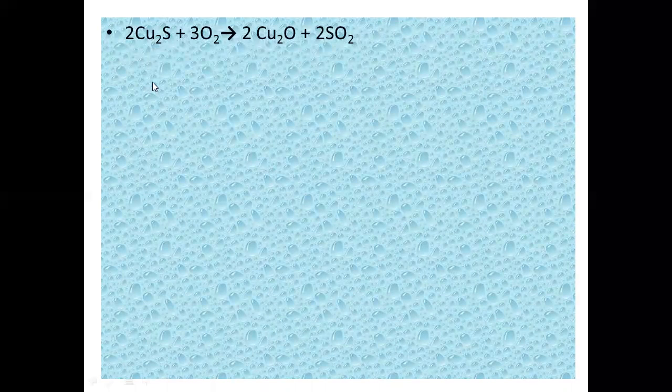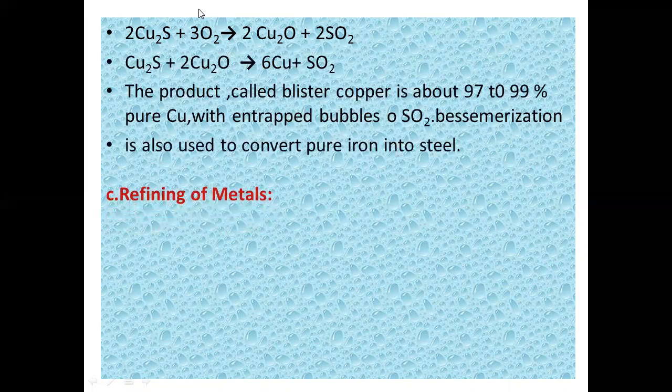You can see copper sulfide in this converter reacts with the oxygen of the air, and this copper will then oxidize and give copper oxide along with sulfur dioxide gas. So the copper oxide is formed, and there is remaining copper sulfide, because not all of the copper sulfide is oxidized into copper oxide.